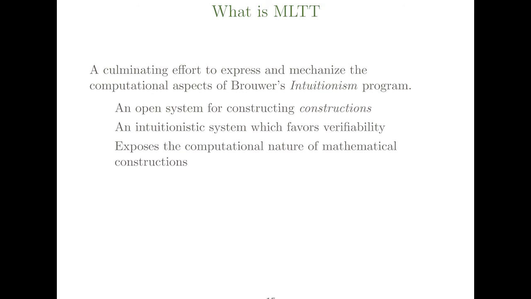Exposes the computational nature of mathematical constructions. So let me tell you that this side parity thing is a mathematical construction of some kind. And then I also told you that it's also an algorithm. It's a really obvious algorithm for computing, not efficiently, whether or not a number is even or odd. Those things live together. They got smashed into the exact same object. That's bizarre. Why does that work?